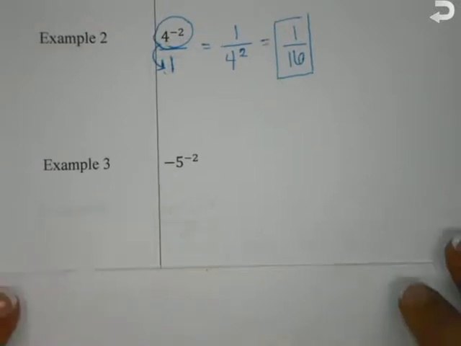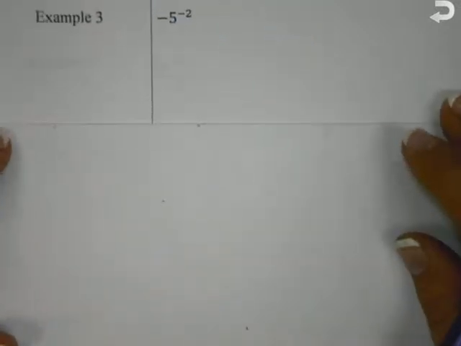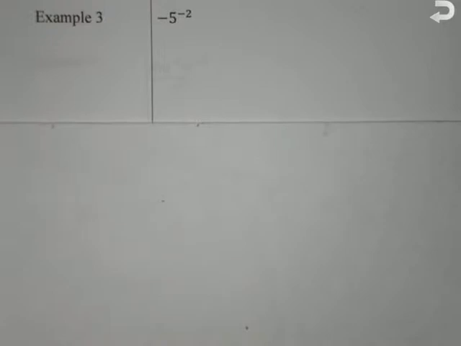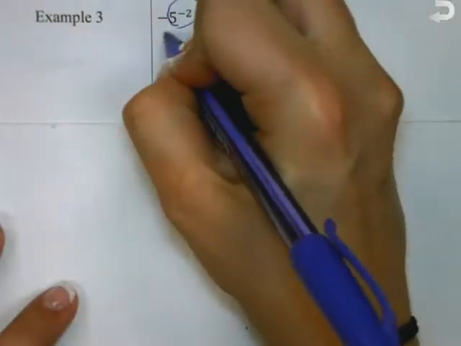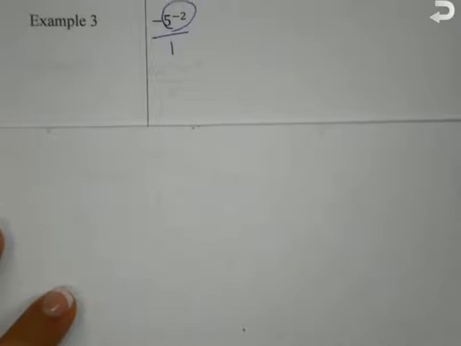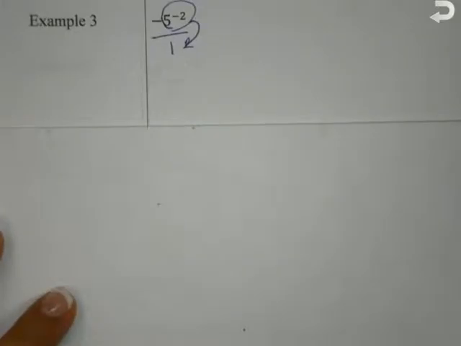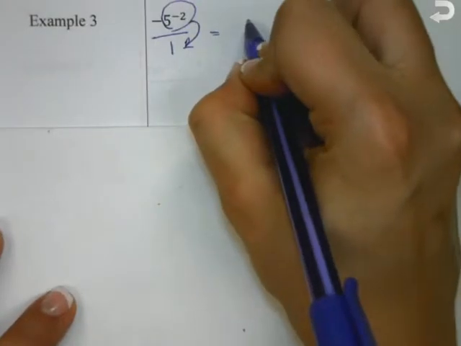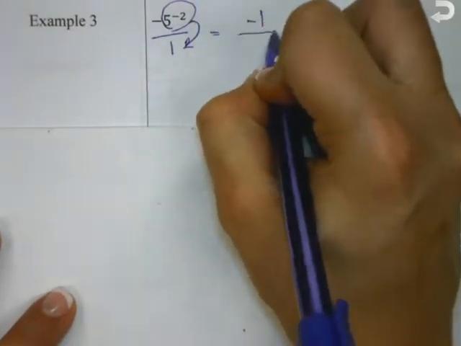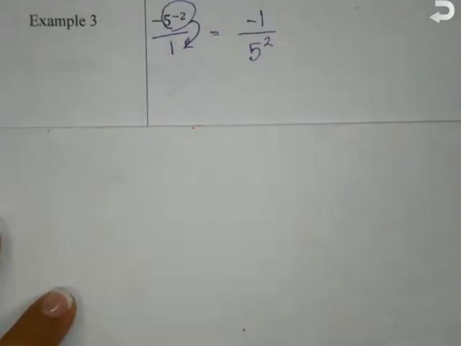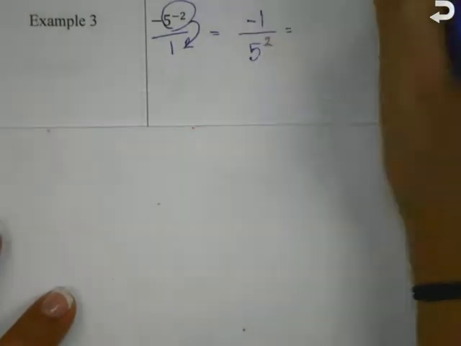Negative 5 squared. Question. What is that negative exponent attached to? The 5 or the negative 5? Just the 5. So what's the only thing that has to move? Does the negative 5 move or just the 5? Just the 5. So what's left on top? Negative 1 over 5 squared. What's 5 squared? 25. So my answer is negative 1 over 25.